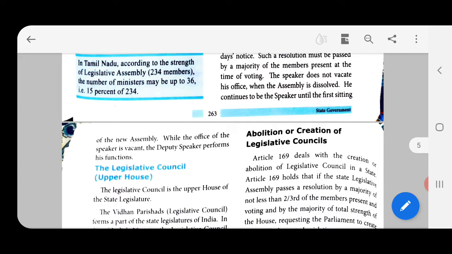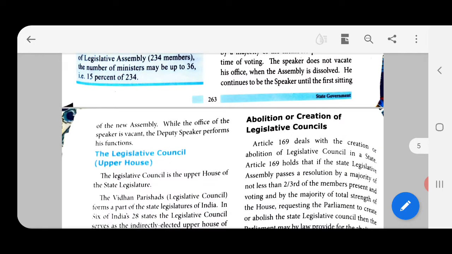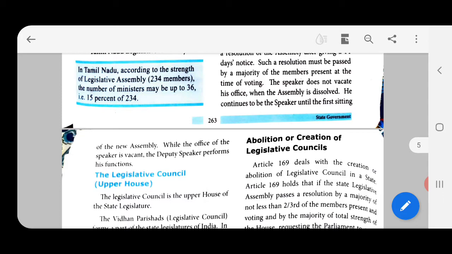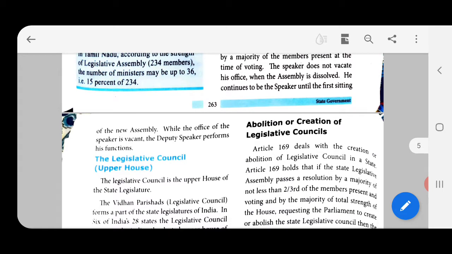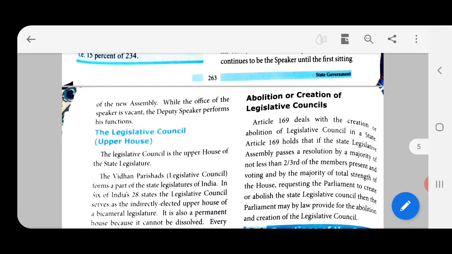He continues to be the Speaker until the first sitting of the new Assembly. So, once the Assembly is dissolved, the Speaker need not vacate his position. He will wait for the next assembly to be set, and during the first sitting alone he will be removed. While the office of the Speaker is vacant, if the Speaker has been removed by a 14-day notice, the Deputy Speaker will perform his functions.